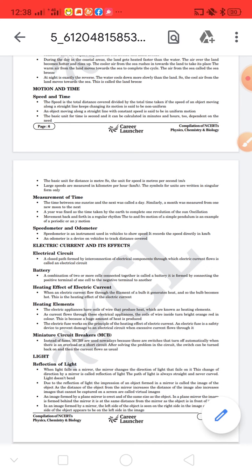Heating effect of electric current. When an electric current flows through the filament of a bulb, it generates heat, and so the bulb becomes hot. This is the heating effect of electric current.